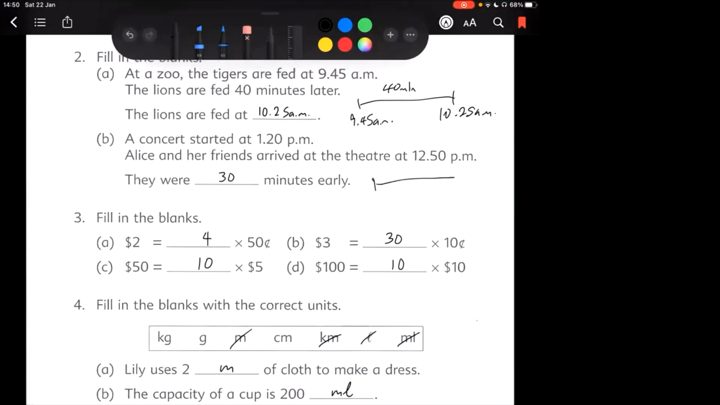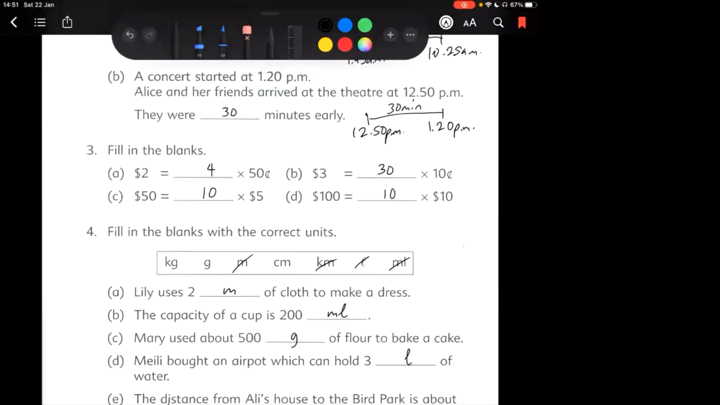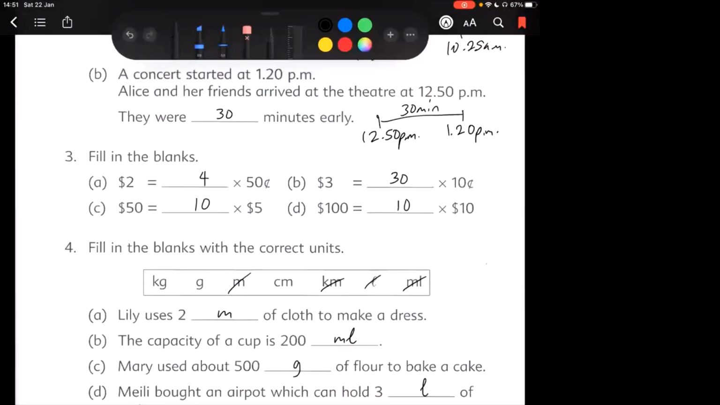In this one, we also have to draw a timeline. The concert starts at 1:20 p.m. They arrived at 12:50 p.m. So the duration between 12:50 and 1:20 is 30 minutes. So that's our answer. These should be pretty simple.